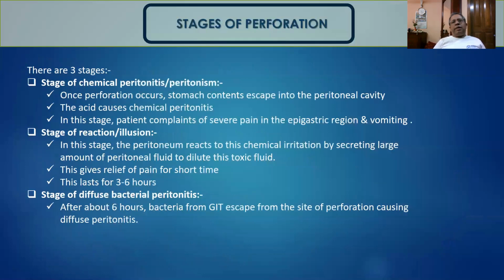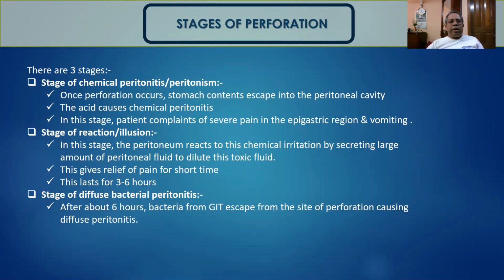But that scenario develops in stages, which are classified into 3 stages. Initially, whenever there is direct contamination with the acid content, it is called the stage of chemical peritonitis or peritonism. Once perforation occurs, stomach contents escape into the peritoneal cavity and the acid causes chemical peritonitis. In this stage there is inflammation, so there is exudation, and the patient complains of severe pain in the epigastric region and vomiting.